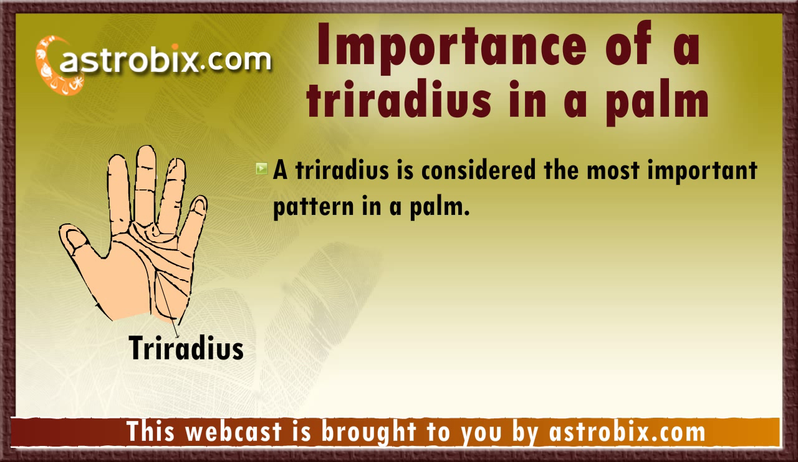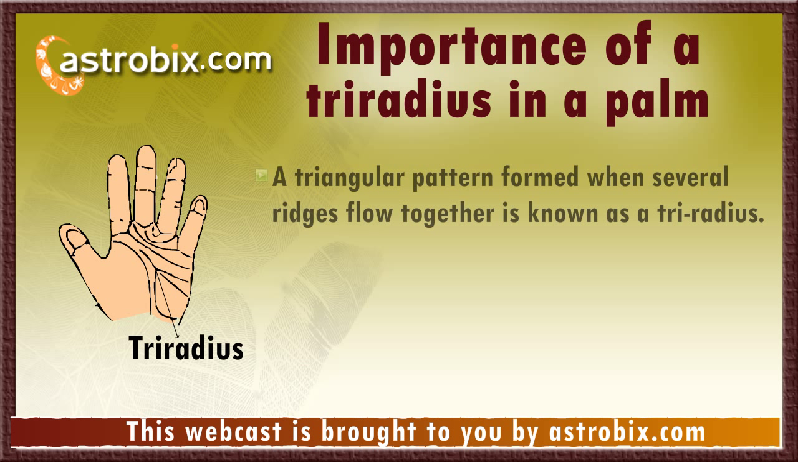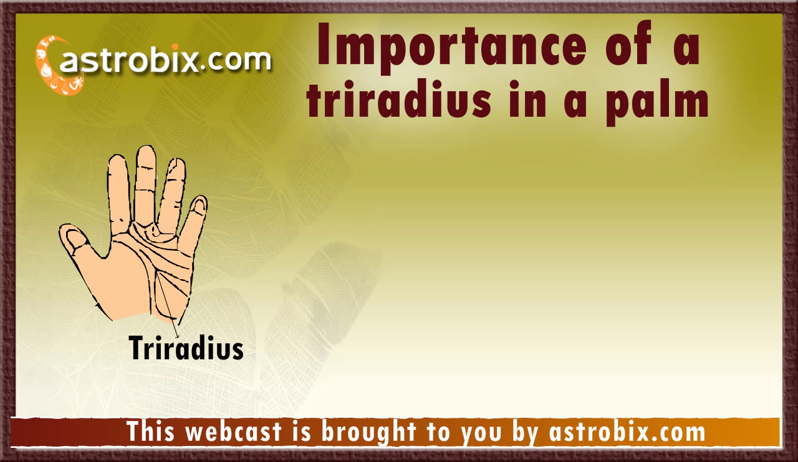A triradius is considered the most important pattern in the study of fingerprints, since the bearers of the triradius have a special kind of intensity or fire within them. They also have great turbulence within them. When several ridges flow together and meet to form a triangular pattern, this is the triradius.